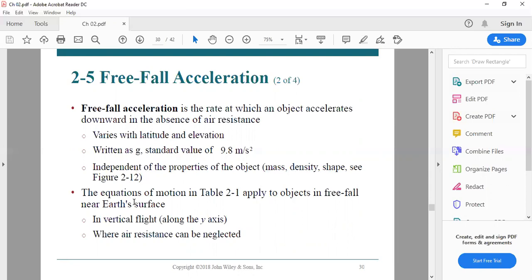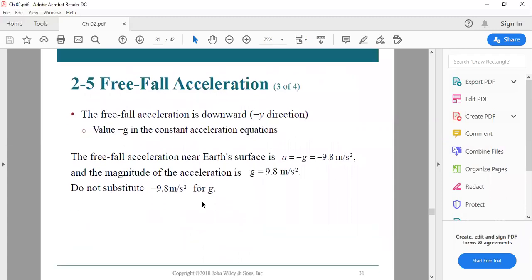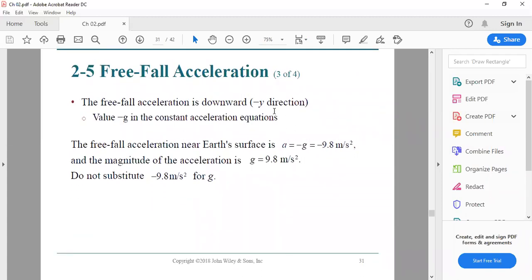The equations of motion in table 2.1 apply to objects in free fall near the Earth's surface, in vertical flight along the y-axis, and where air resistance can be neglected. The free fall acceleration is going to be in the minus y direction, value of minus g in the constant acceleration equations. The free fall acceleration near Earth's surface is a is equal to minus g, which is minus 9.8 meters per second squared.